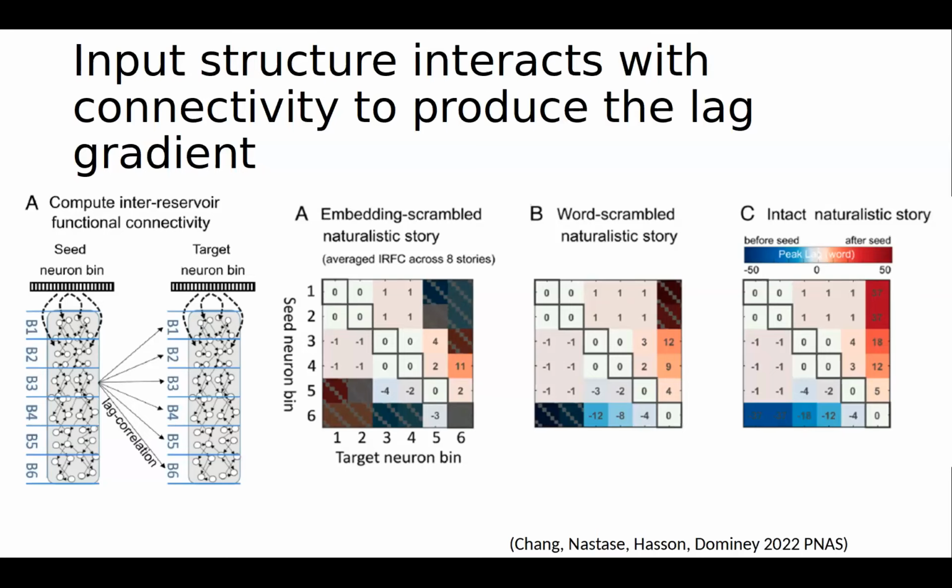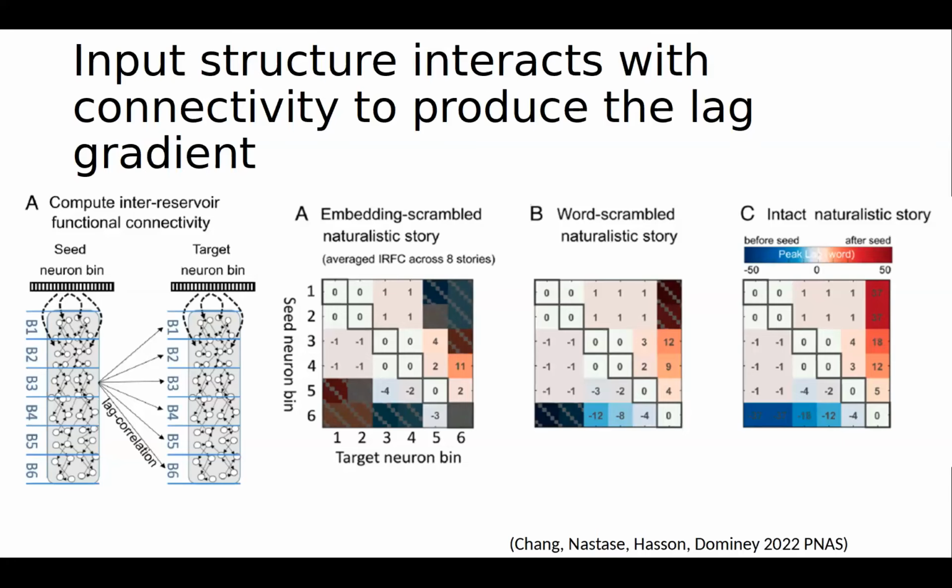Here we do word-scrambled naturalistic stories. Now the embeddings are intact, but they're scrambled in time. So there's still some structure from the embeddings in the input, and we start to see the lag gradient emerge. And now this is the intact naturalistic story, and here we see a more robust emergence of the lag gradient.